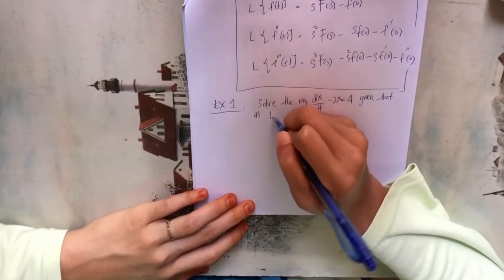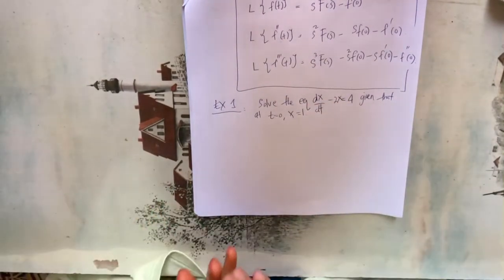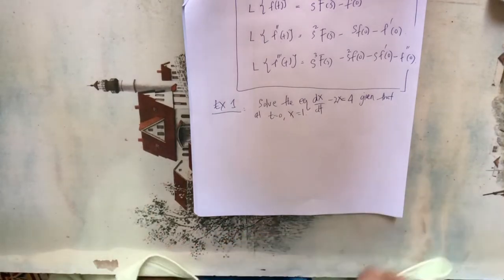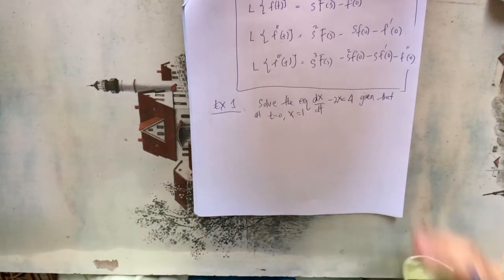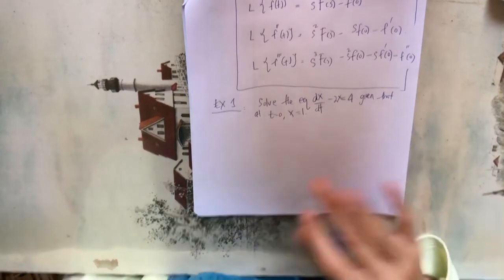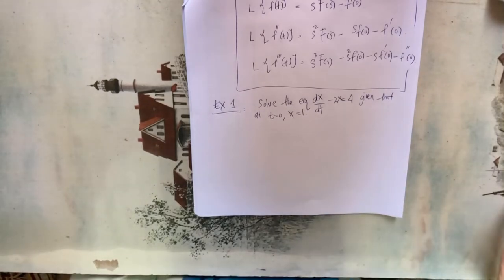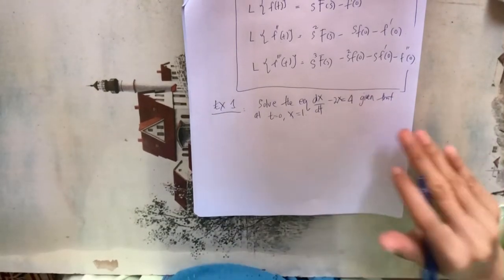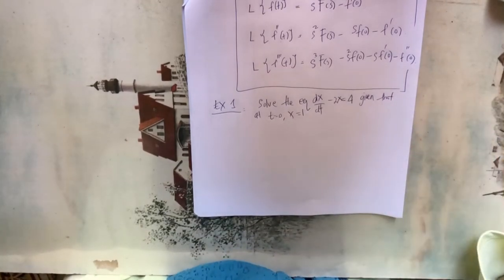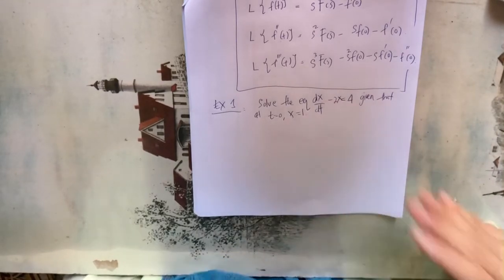at t equal to 0, x equals 1. I believe this question is something you're familiar with, because it is a standard differential equation question. You already saw this in chapter 2, but there you learned different methods: the undetermined coefficients and also variation of parameters.